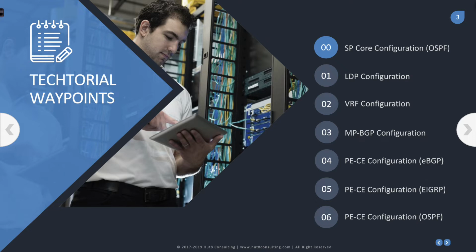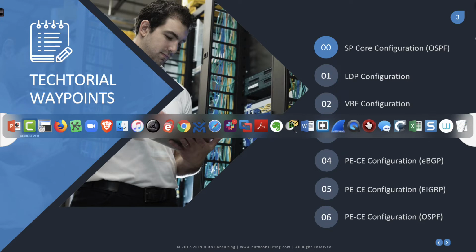the provider edge routers. We're then going to take a look at three different use cases. We're going to set the PE to CE routing protocol up for eBGP. Then we're going to do it for EIGRP. And then finally, we're going to do it for OSPF. And again, this is a consolidated, trimmed down version of what you would expect in a more deep dive course. So we're going to get right down to it here. Let's take a look at our topology.